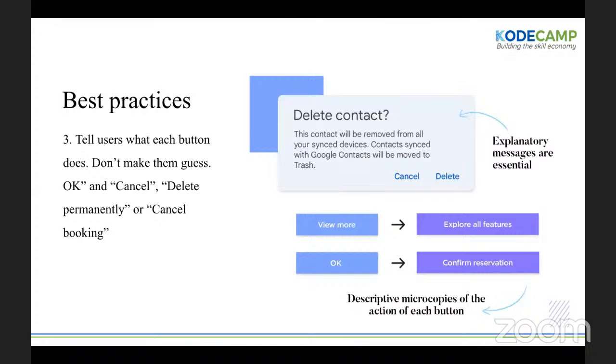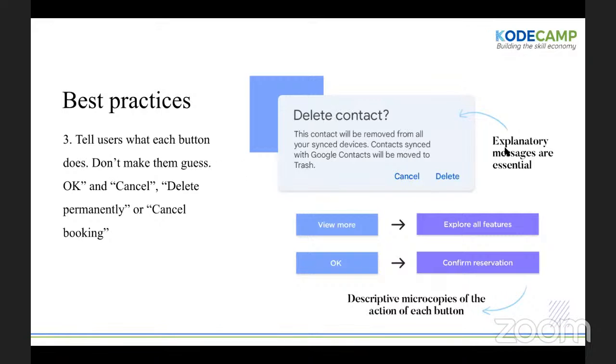If you notice some of these platforms, when you want to delete something, they'll tell you delete forever. Once you want to delete forever, your mind will be like, do I really want to delete this forever? Right? Or maybe cancel booking or something. So rather than just okay or cancel or send or go, you can make your CTA buttons more intuitive and more interactive. Okay, so just like we can see here, the images here, we have delete contact.